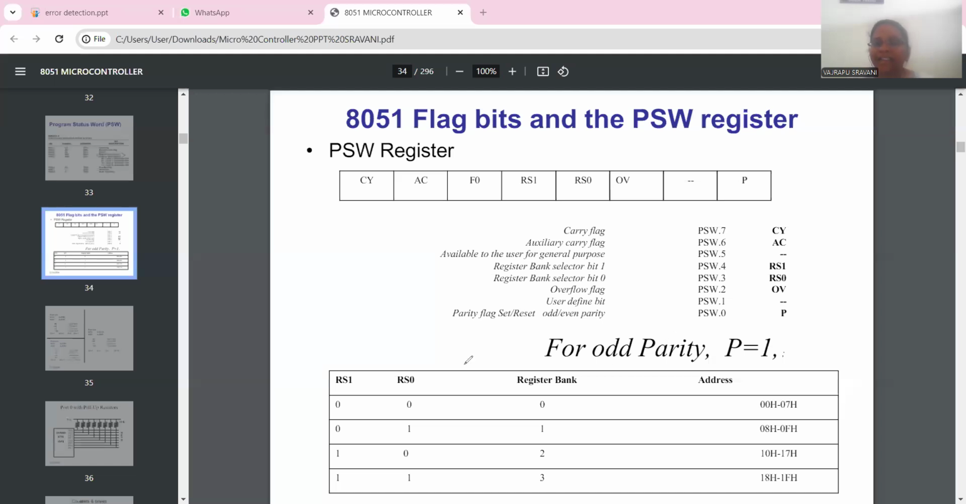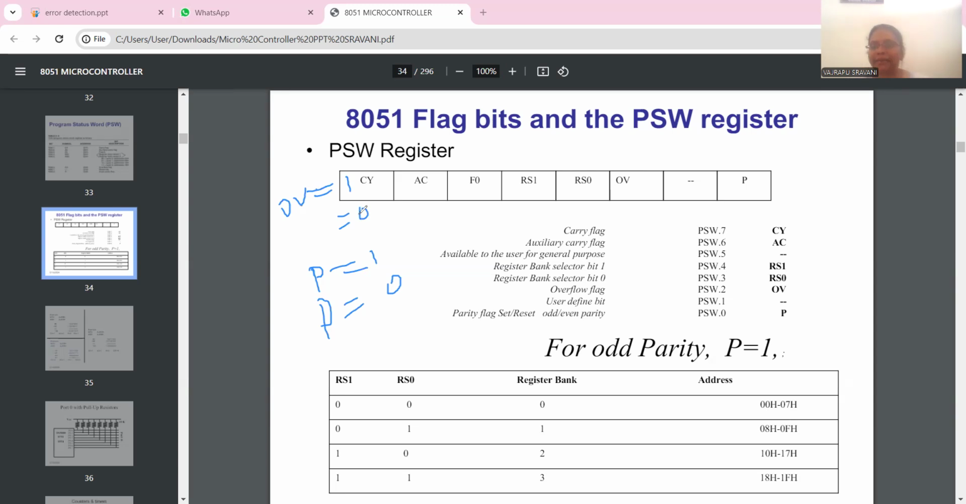Whenever the result has an odd number of ones, the parity bit becomes 1. Whenever the result has an even number of ones, the parity flag becomes 0, disabled. Overflow flag: this is for unsigned numbers and signed numbers. Overflow is 1 for signed numbers out of range, 0 for unsigned numbers.